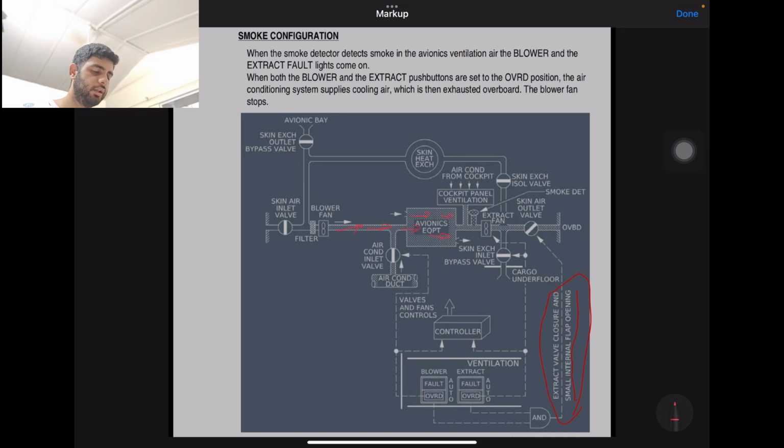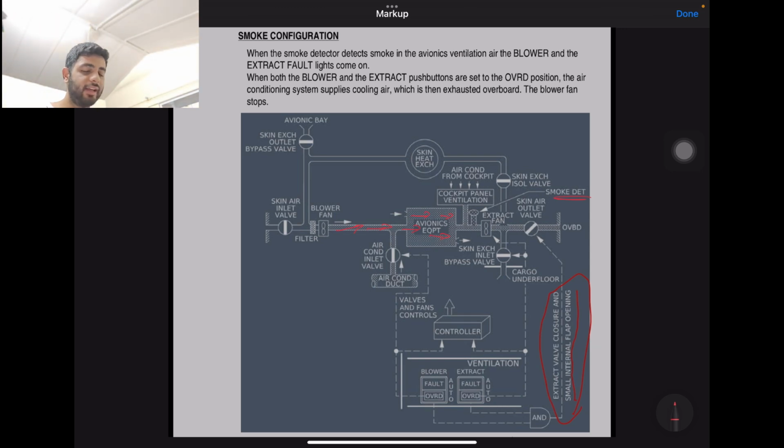Okay, because for smoke configuration, both your push buttons must be set to override, your blower and your extractor. Okay, both will be pushed to override. That means your blower fan has stopped, your extractor fan is running. As I said, there is a smoke detector after your cockpit ventilation. Okay, and fresh air is added through your air conditioning inlet valve.